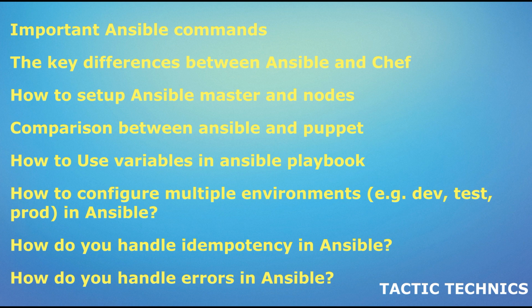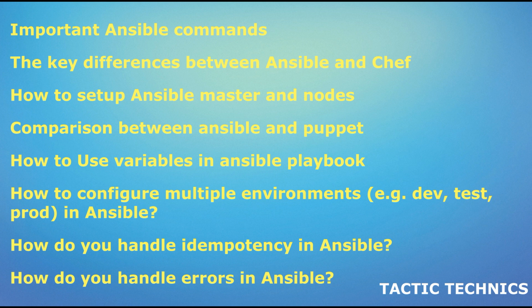Ansible and Chef are both configuration management tools used for automating infrastructure management, but they have different approaches to achieving this goal. Here are some of the key differences between Ansible and Chef. Architecture: Ansible is agentless, meaning that it does not require any software to be installed on the managed nodes. Chef, on the other hand, uses an agent-based architecture, where the nodes must have a client agent installed.